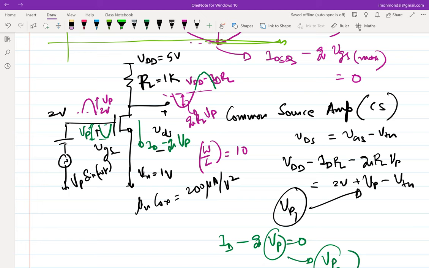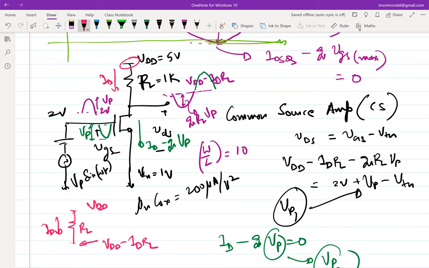VDD is here. You have current ID flowing through RL. So what is VDD minus ID RL? If you have a problem, I think many of the rest of the class will probably also have a problem. So what is VDD minus ID RL? It is the drain voltage, right? So you have VDD, you have RL, you have current ID flowing. So what is this voltage? VDD minus ID times RL.